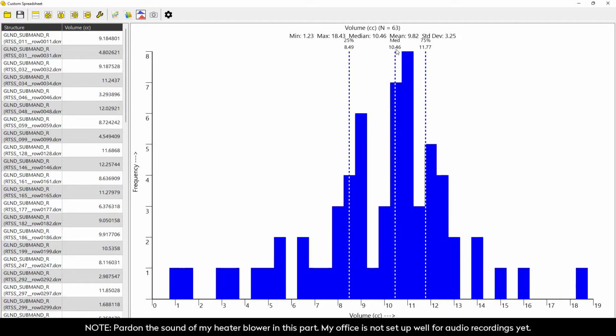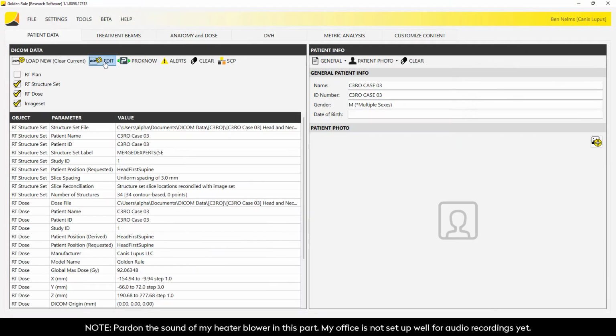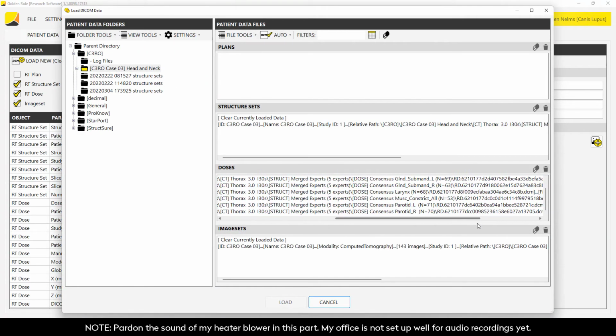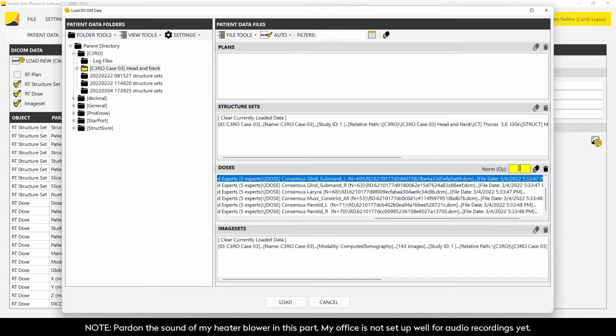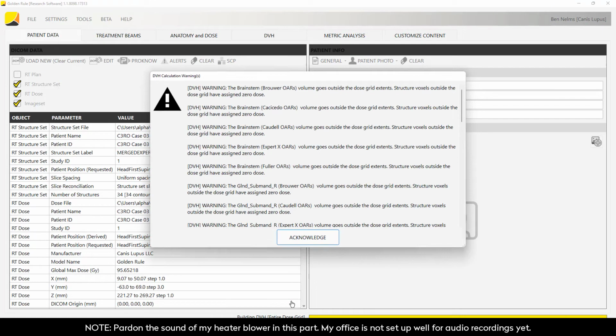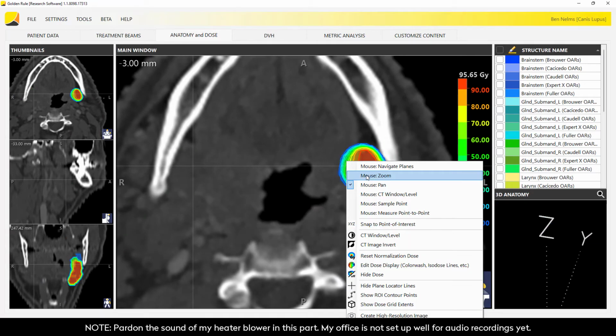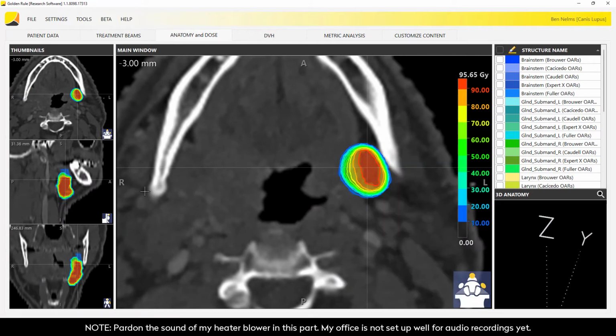Now, keep this in mind. Let's say the median was 10 cubic centimeters. We'll kind of keep that in mind as we compare it to the left side. So let's go ahead and do that. Let's load up the left. All right, here's the consensus. Let me get in the middle of it.